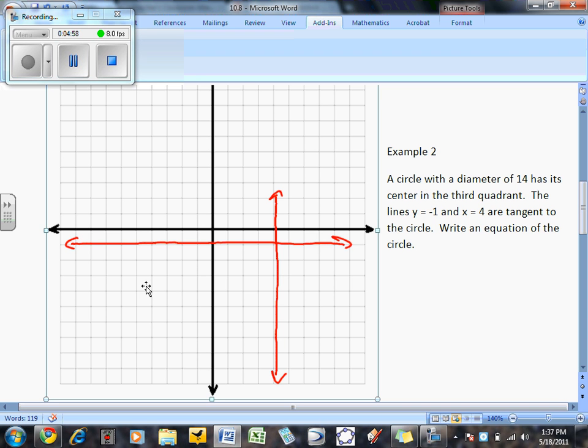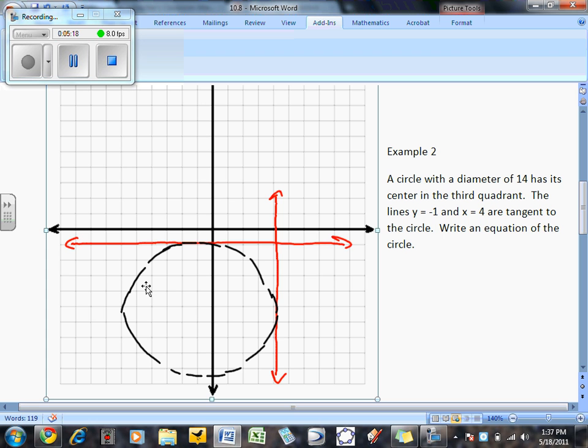And tangent, you know, means that it comes up and touches it in one spot for both of those lines, right? So that's just a rough sketch. It could be way off. I don't know. All right. But what we do know is that it has a diameter of 14, which means it would have a radius of 7.